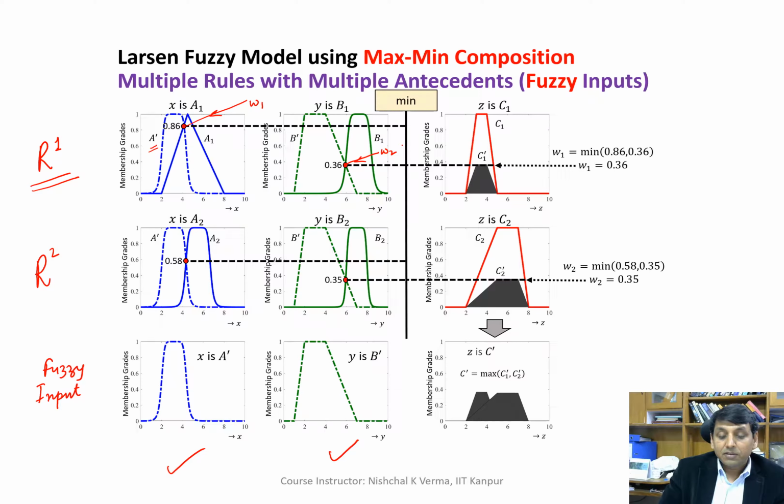Now, since we are taking max-min composition, we'll take the min of these two weights, W1 and W2. Since there are multiple rules here, two rules, we write the symbol of the weight like this. The upper subscript is for the rule, so the first rule.